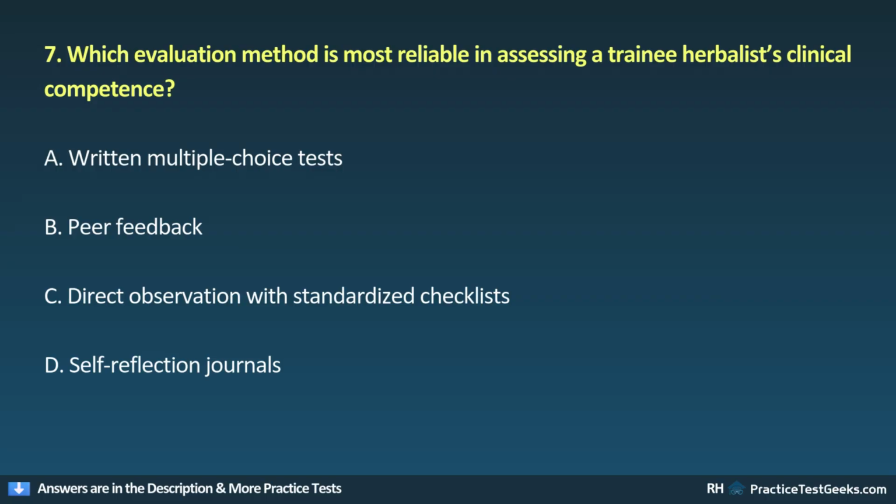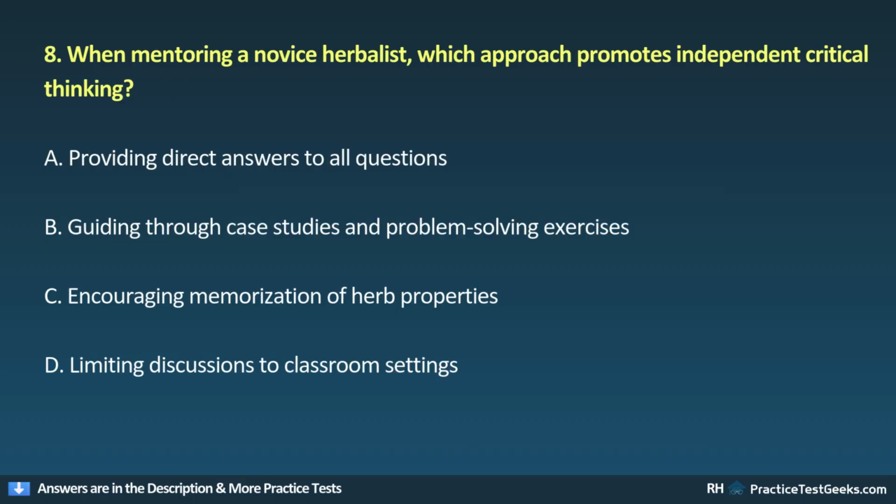7. Which evaluation method is most reliable in assessing a trainee herbalist's clinical competence? A. Written multiple choice tests. B. Peer feedback. C. Direct observation with standardized checklists. D. Self-reflection journals.